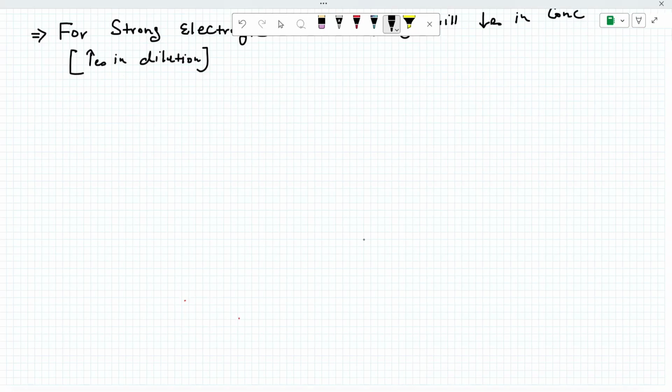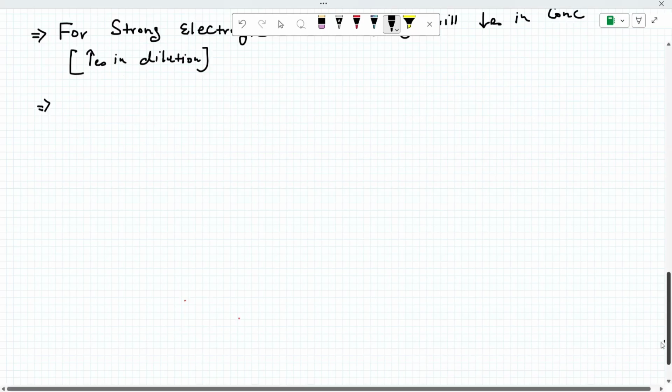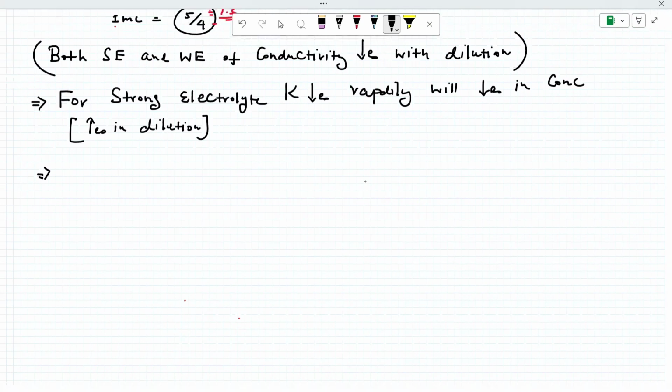Now take NaCl. It is a strong electrolyte, yes or no? It undergoes 100% ionization; Na plus and Cl minus dissociate completely. Due to the 100% ionization, the conductivity of a strong electrolyte decreases rapidly on increasing dilution. Increased dilution means decreasing concentration. Important, please note.